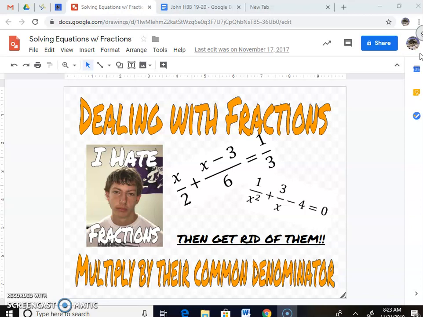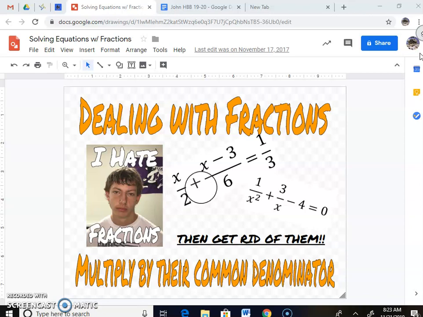Many of you guys are like Mr. Dotson here, and you don't really enjoy fractions very much. So what are you guys going to do if you have fractions that show up in your equations? We need to multiply by their common denominator. And if you multiply by their common denominator, it will essentially eliminate the fractions.